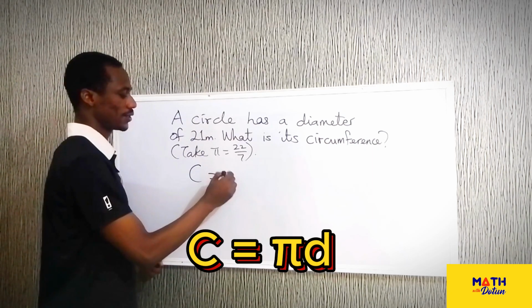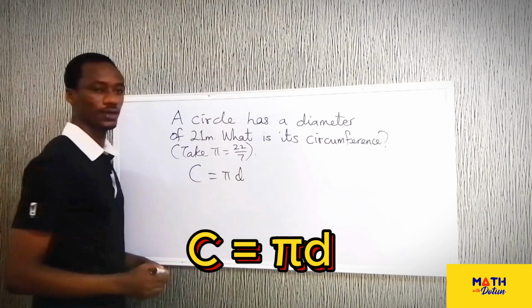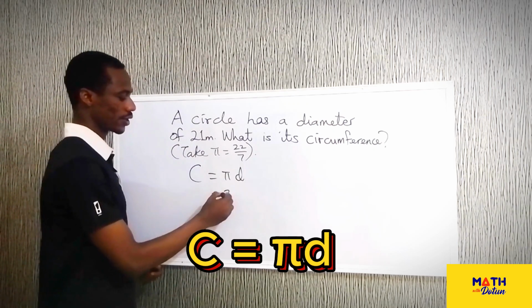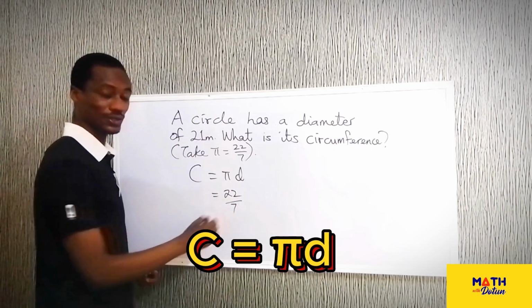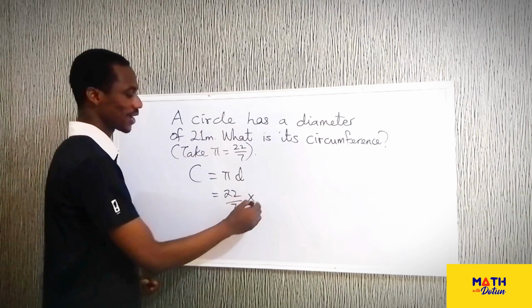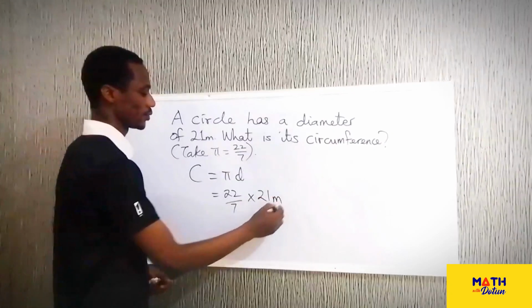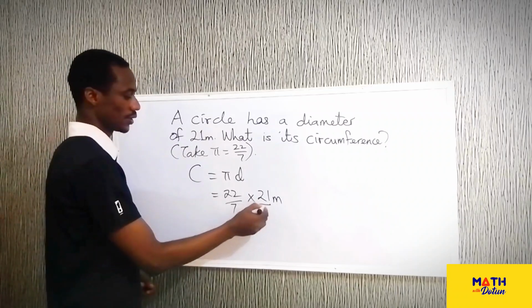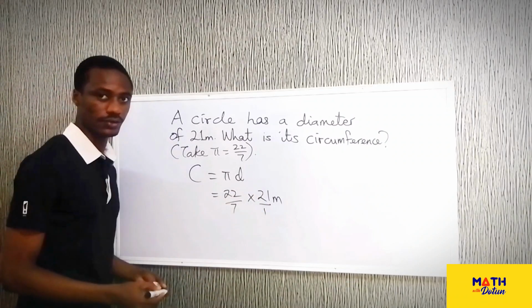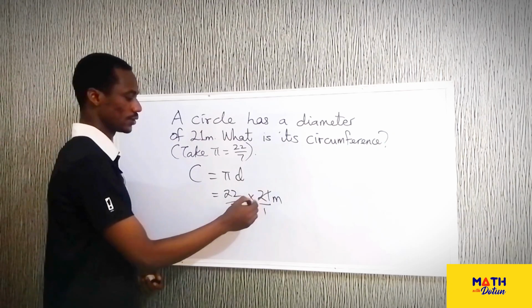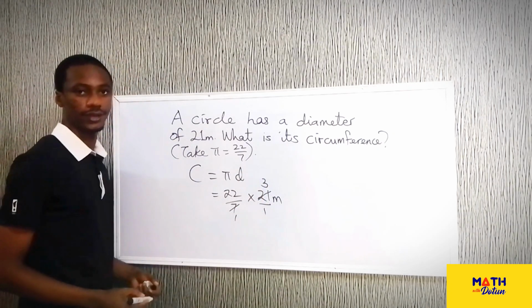It's just pi times diameter. Here we are given pi as 22/7 and the diameter as 21 meters. We see that 7 can go into 21: 7 becomes 1 and 21 becomes 3.